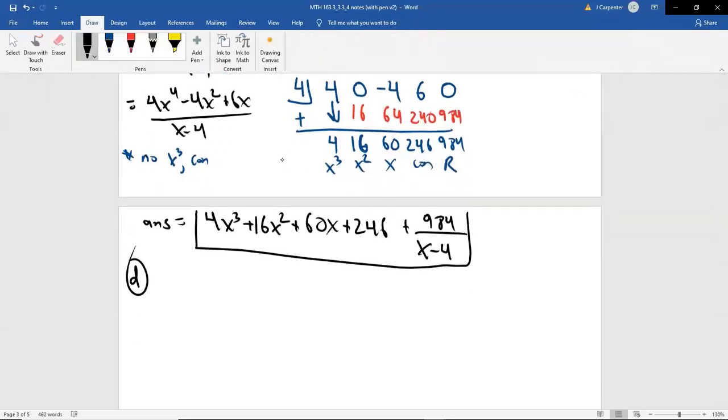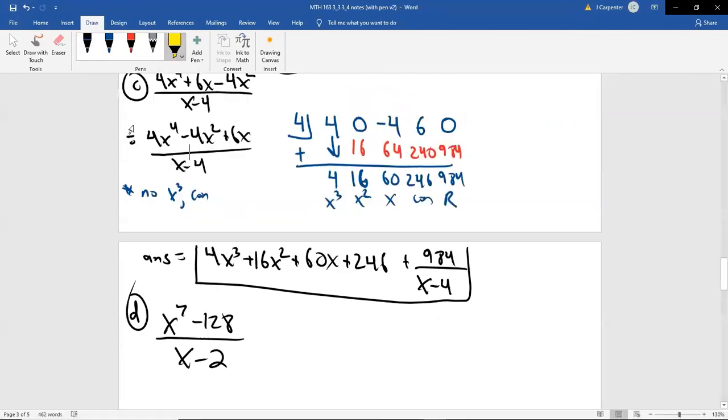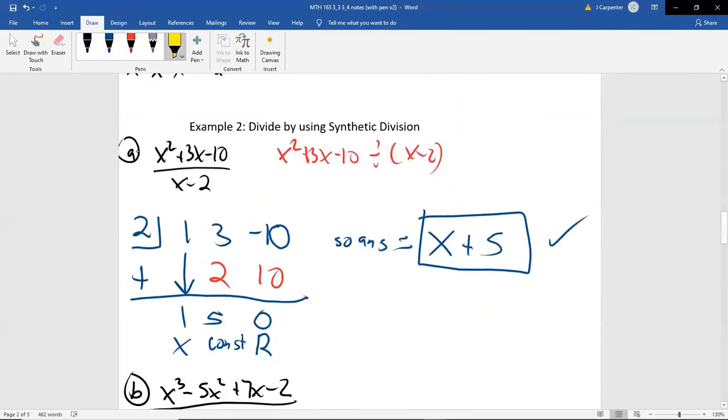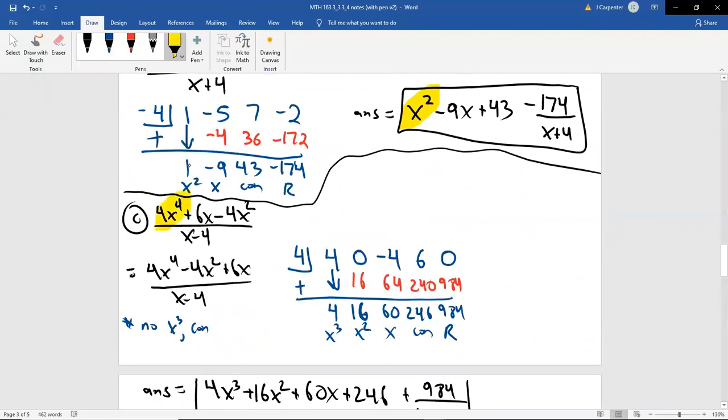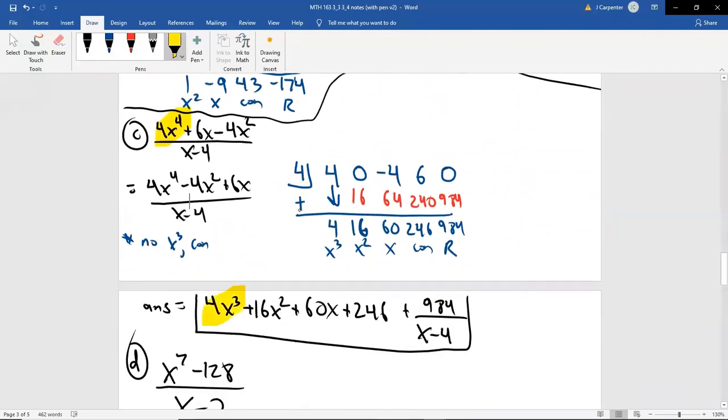Let's do another. X to the 7th minus 128, then all divided by x minus 2. And actually, before I do it, I want to point something out because there's a pattern. Going back to A, the top originally had an x squared, and look at your answer. It has an x to the first. It's dropped by 1. Look at B. We started with an x cubed being the largest, and in the answer we have an x squared. It dropped by 1. With C, we started with an x to the fourth as the largest one, and in the answer, it dropped by 1 to x to the third.